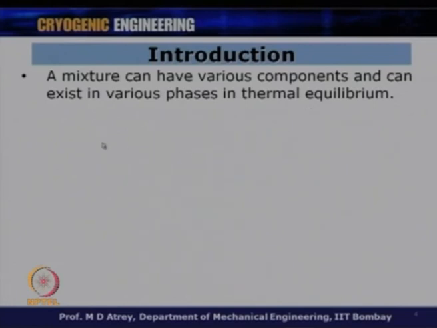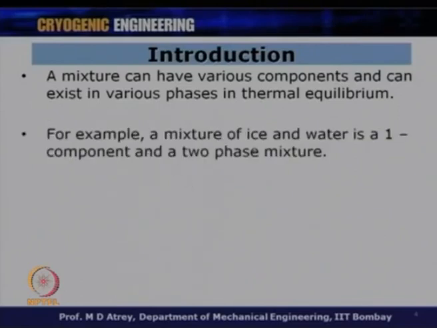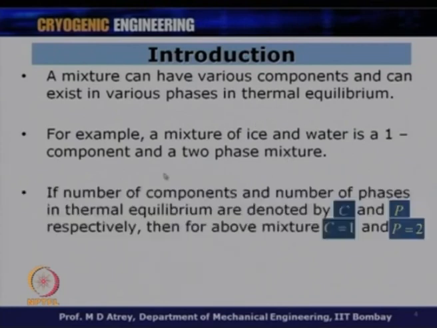So, a mixture can have various components and can exist in various phases in thermal equilibrium. As you know, we can have different components and therefore, different phases which are in thermal equilibrium. For example, a mixture of ice and water is a one component and a two phase mixture, obviously. You have a solid and liquid phase in thermal equilibrium with each other, and it is one component.